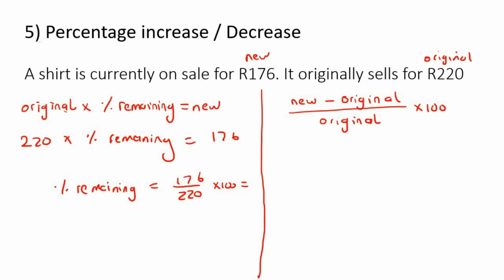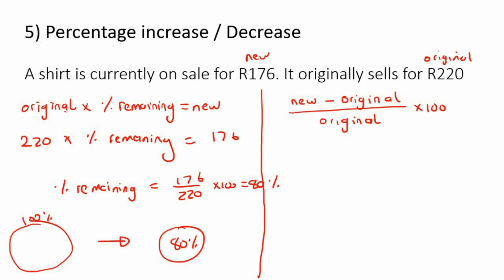Anyways, so moving on. So that will be 80%. But that's not the answer. What you need to understand is that the original price is always 100%. Now the remaining, or the new one, after the decrease is 80%. So how do you go from there to there? Well, they must have taken away 20%. So they did a 20% decrease.